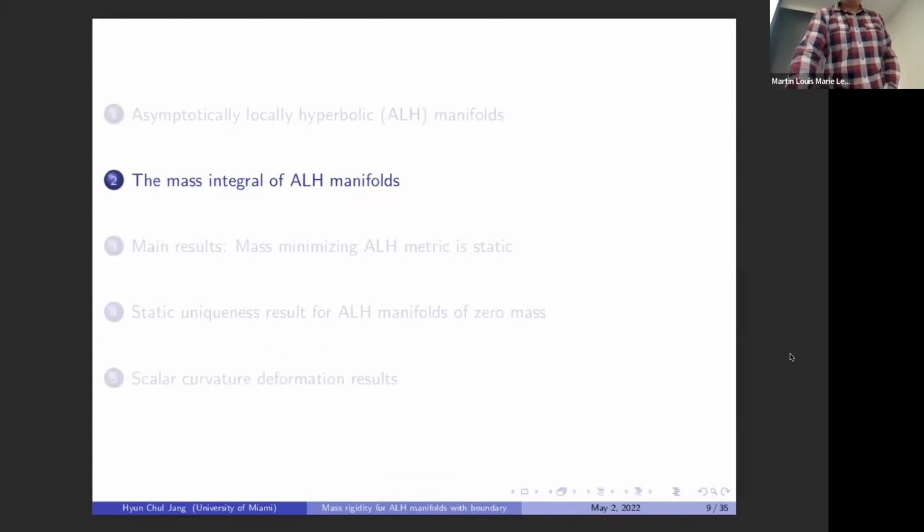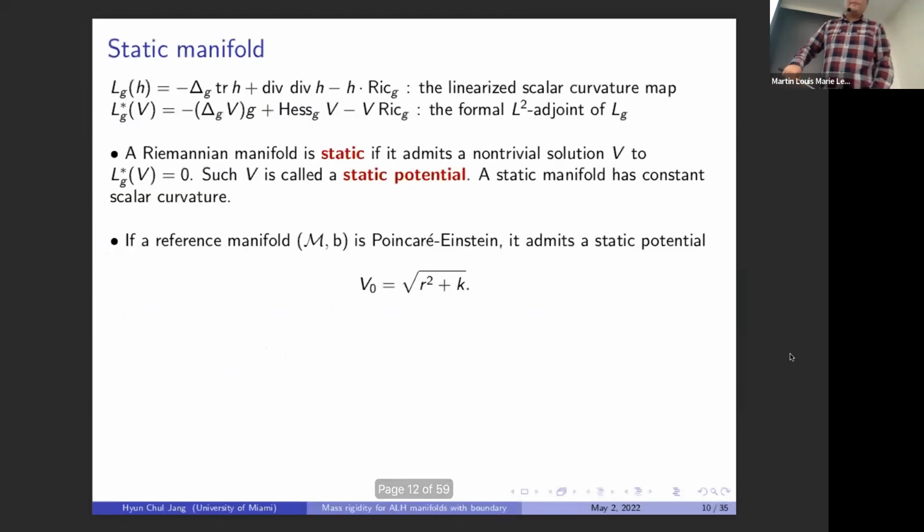All right, so now I'm going to move on to the definition of the mass integral. For that, I have to talk about this concept, static manifold. For the GR people, this definition is a little different, but the equation part is equivalent. It's just that the boundary condition and sign condition are missing. So we're going to use this as our static manifold. To talk about static manifold, we need an operator. So first L_g, we are going to use that. L_g is the linearized scalar curvature map, and L_g star is the formal L2 adjoint of that L_g. Okay, so it looks like that.